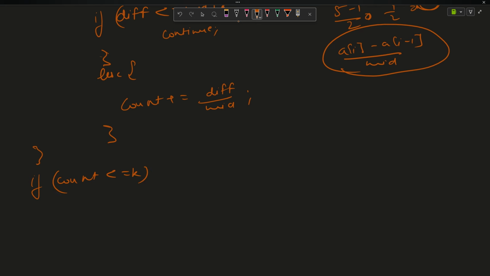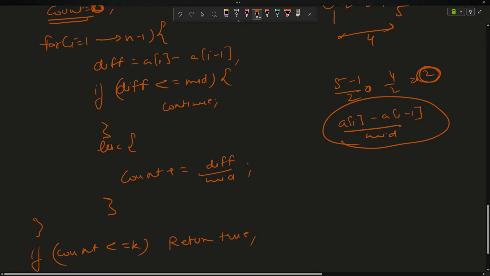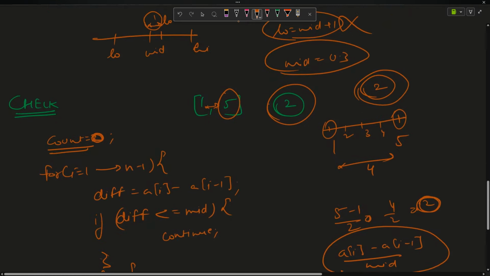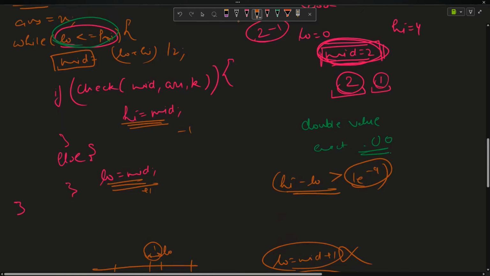that is, I only put the stations I wanted to, right? In that case, return true. Else return false. So I hope that is clear with you, and let us try to code it down. I hope that was not a lot of hustle bustle for you, right? So let us code it down.